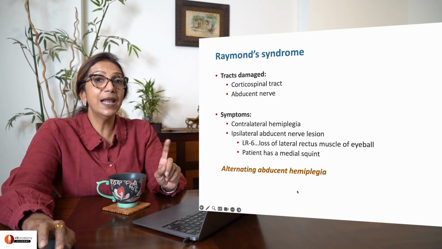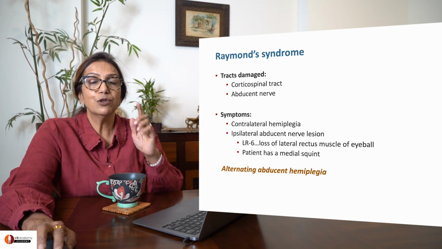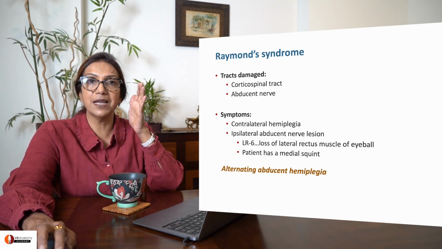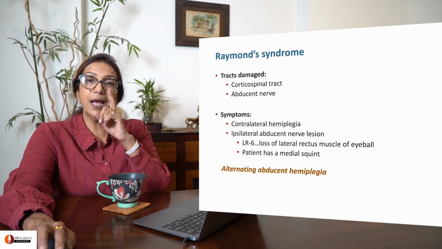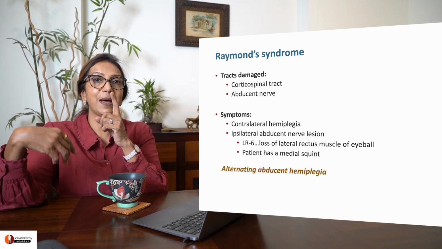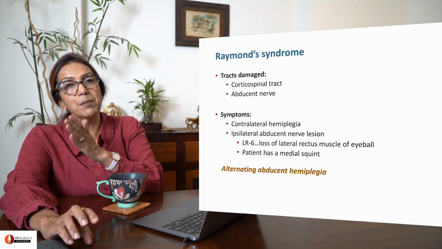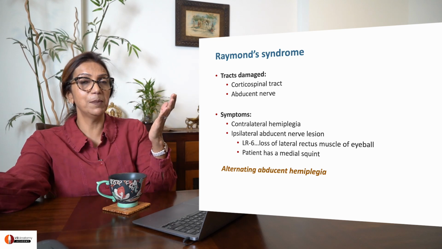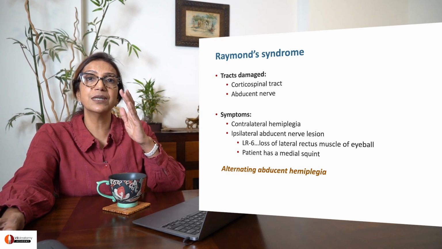So, LR6, lateral rectus, is supplied by the 6th cranial nerve. So, the lateral rectus is affected. If lateral rectus is paralyzed, medial rectus will overact. So, you will have a patient whose eye on that side is medially rotated and the body on the opposite side is paralyzed. Okay, so this is called as alternating abducent hemiplegia. So, alternating, abducent of one side, hemiplegia or corticospinal tract of the opposite side, alternating abducent hemiplegia.